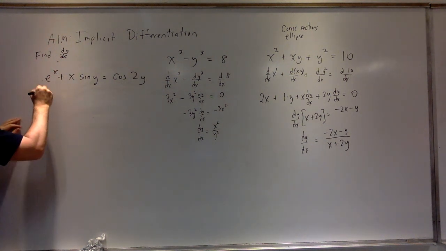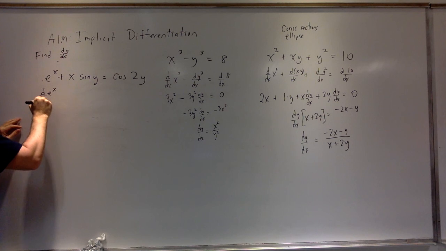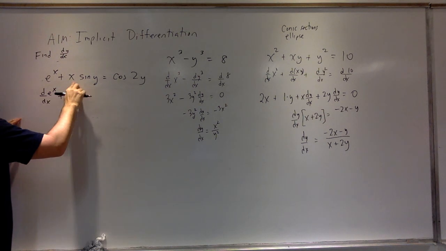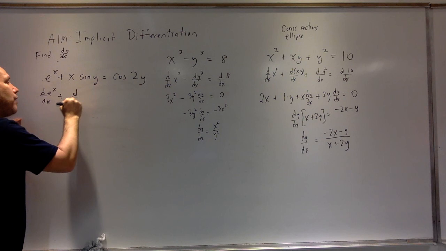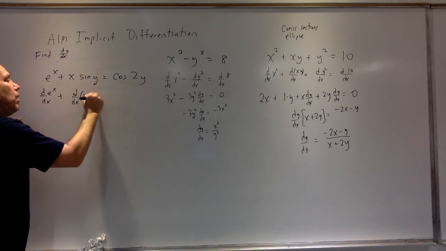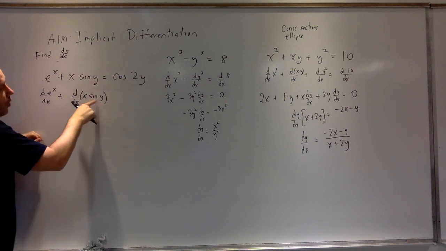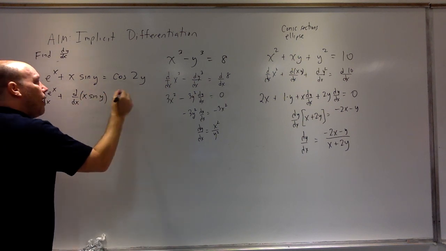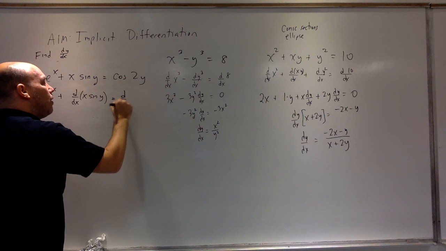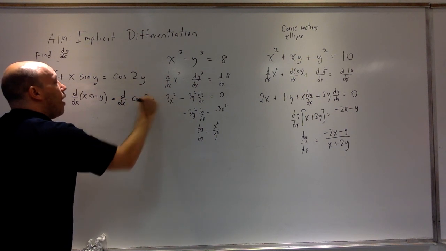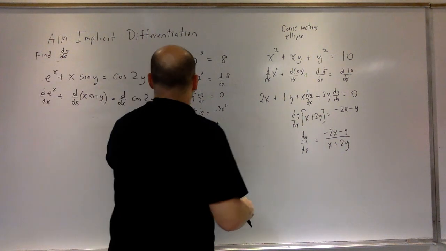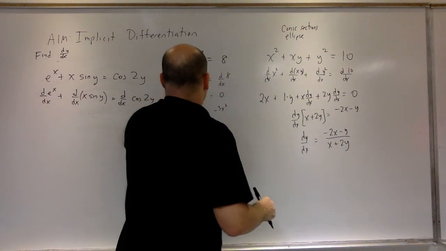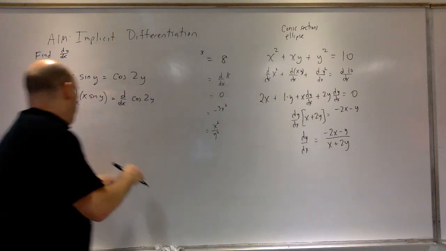Let's go through this. We're taking the derivative of e to the x with respect to x. We're taking this product of x sine of y, it's a little new, with respect to x. We're going to have a little work to do here, no big deal. And then we're going to take the derivative of cosine of 2y with respect to x. Once again, it gets a little tedious, but you can figure this out.